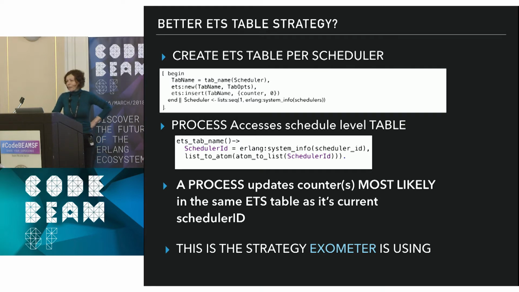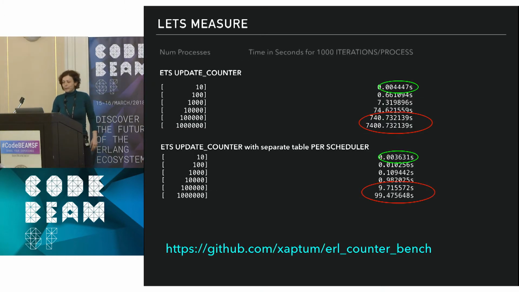So we actually came up with a tiny repo that does measurements of various strategies. It's called Erlang counter bench. It just measures various strategies. If we compare ETS updates versus ETS updates at a scheduler level, there is a tremendous performance gain, especially as the number of processes goes up. If it's only 10 processes in your system, which is not a realistic Erlang system, they're almost the same. But as the number of processes becomes more realistic, you can see there is a 2 orders of magnitude performance gain.